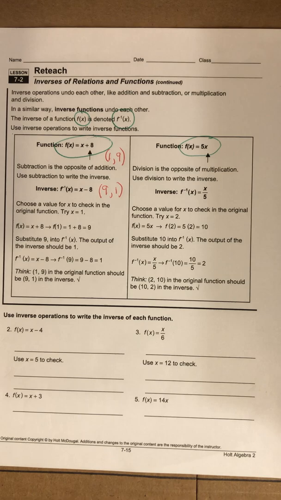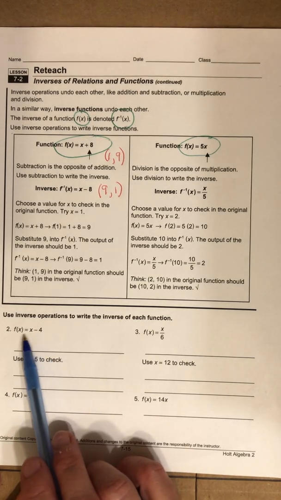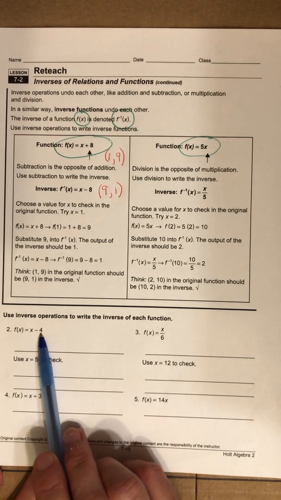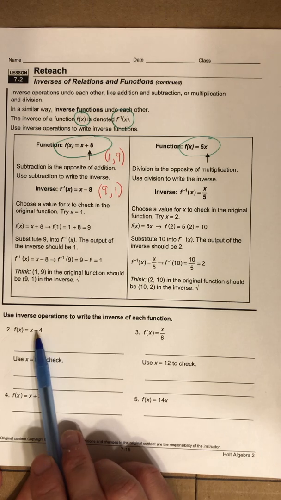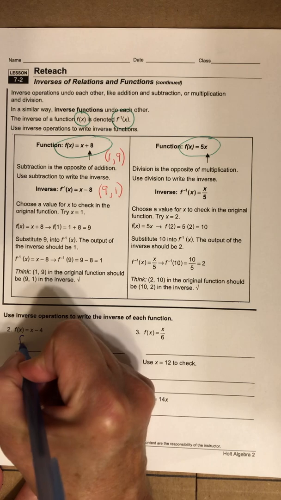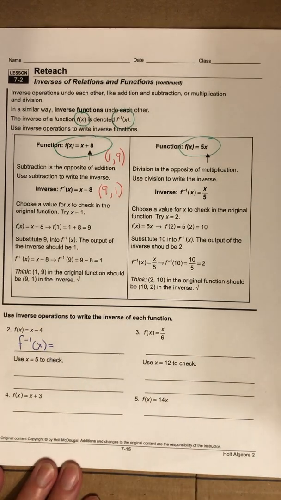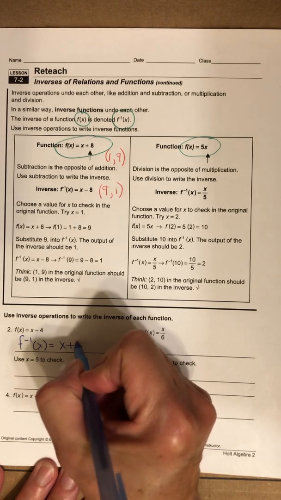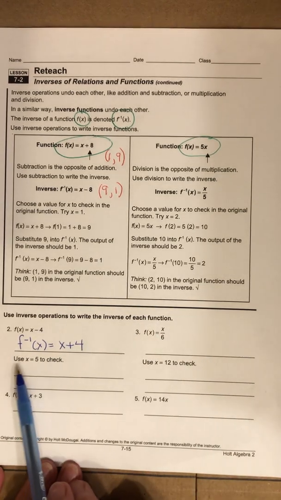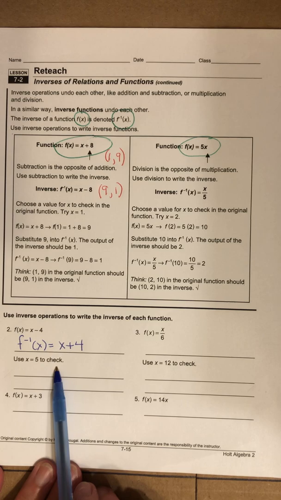Let's take a look here. I'll talk my way through it. My function is x minus 4. The inverse of minus 4 is plus 4, so my inverse function must be x plus 4. And now it says use x equals 5 to check.